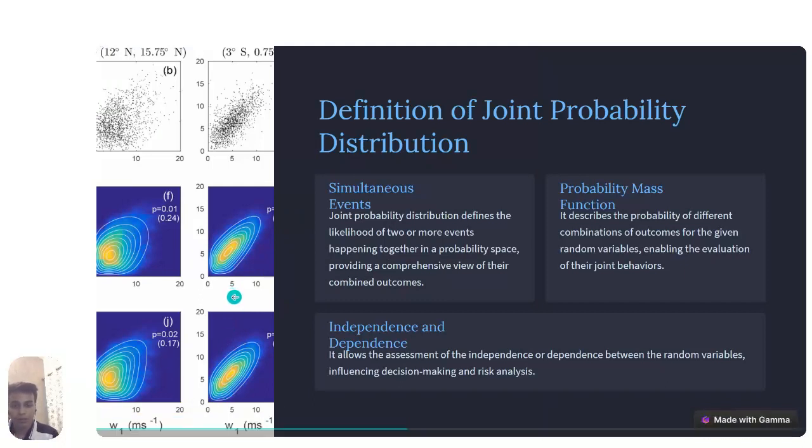Definition of joint probability distribution. Simultaneous events: the joint probability distribution defines the likelihood of two or more events happening together in a probability space, providing a comprehensive view of their combined outcomes. Probability mass function: it describes the probability of different combinations of outcomes for the given random variables, enabling the evaluation of the joint behavior. Independence and dependence: it allows the assessment of independence or dependence between random variables, influencing decision making and risk analysis.